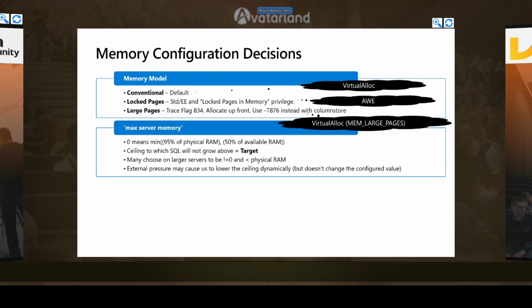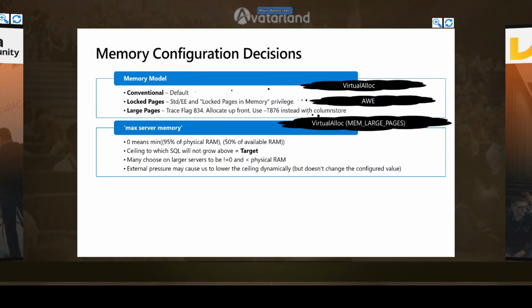So typically when you set it to 0, you will see SQL use almost all of physical RAM, but not quite all. You can see it's 95%, right? The ceiling to which SQL will not grow above is called the target. So max server memory of 0 means that the target won't get higher than those numbers that I listed right there, okay? Many choose to set max server memory to not be 0, but to be a fixed number, but less than physical RAM, especially if they use this locked pages concept, all right?